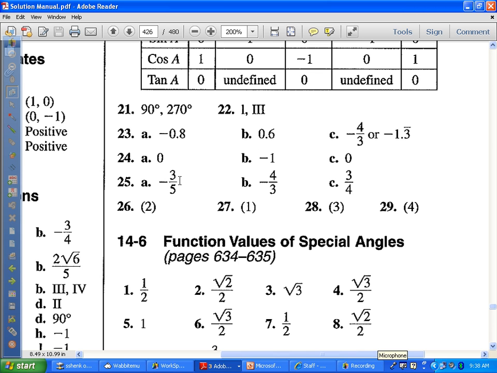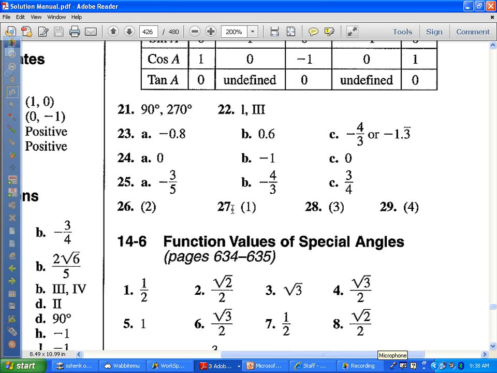25. Again, the cosine is negative 3/5. The cosine is negative 4/3. So the tangent then is this divided by this. Well, a negative divided by a negative becomes a positive. And folks, we don't divide by 4/3. We multiply by the reciprocal. How do you divide fractions, folks? You multiply by the reciprocal. So when we multiply by the reciprocal, then we get our 3/4.